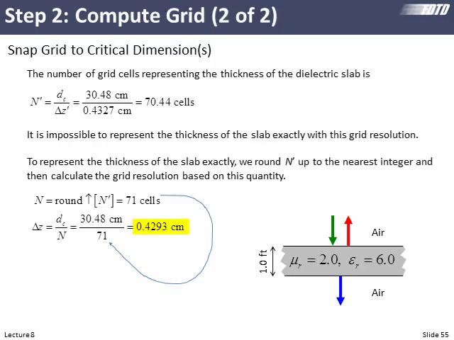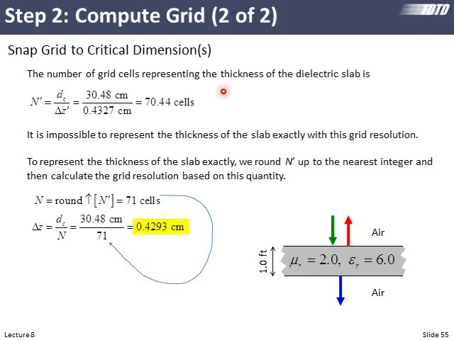Okay, so how many grid cells do we need? We want to snap the grid to our critical dimension, and in this case, our critical dimension is the slab. So critical dimension is 30.48 centimeters. That's the thickness of the slab. We just calculated our grid resolution, and we come out to 70.44 cells. So in other words, it's about 70 and a half cells that we need to represent that thickness exactly.